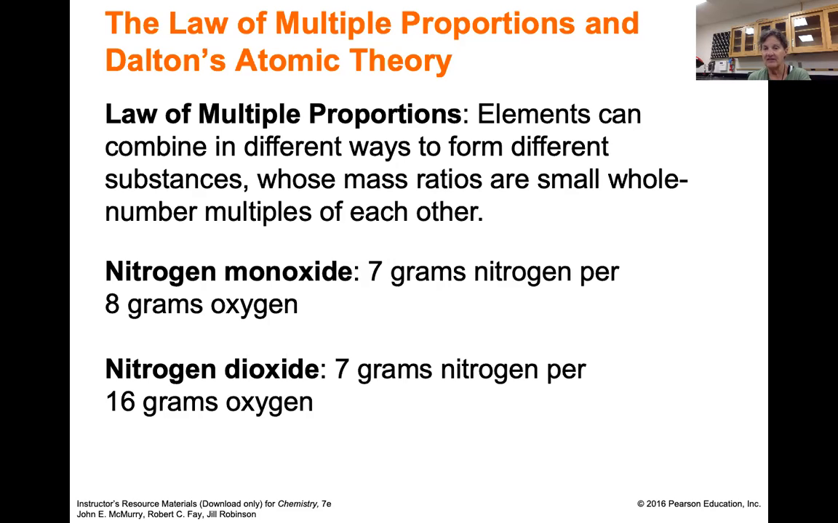So when you look at that as a ratio, you have twice as much oxygen per gram of nitrogen in the nitrogen dioxide as you do in the nitrogen monoxide. And so the law of multiple proportions says that makes sense, that the ratio should be a simple whole number ratio, and the ratio is 2.